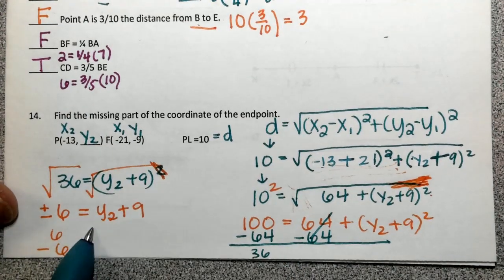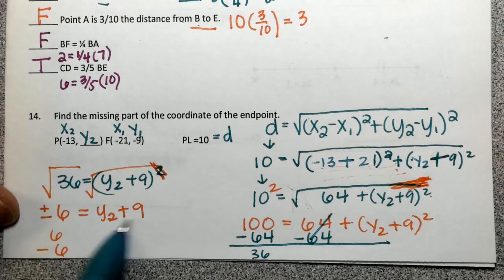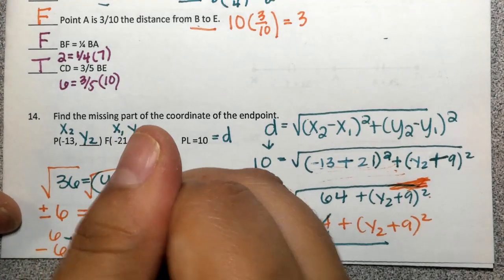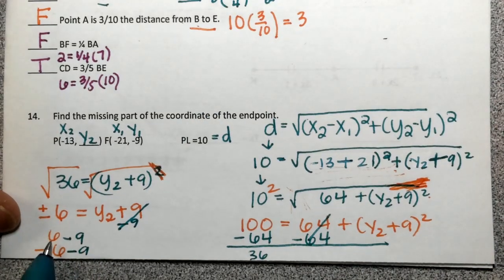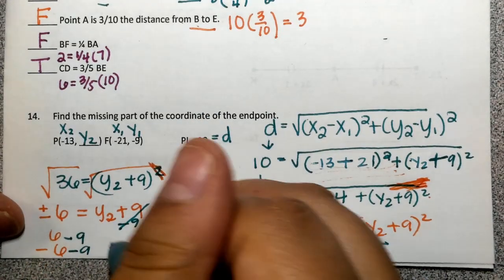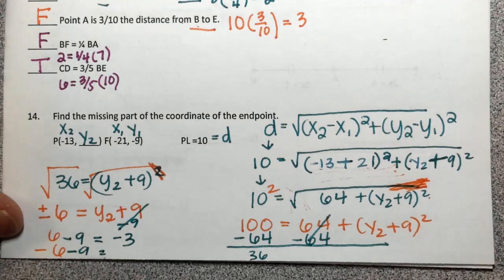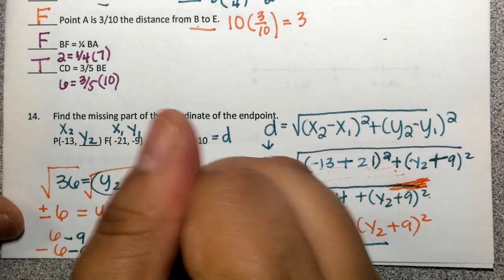What do I do to this y2 to get rid of my plus 9? I'm going to minus 9. So what is 6 minus 9? And what is negative 6 minus 9? And that is my answer.